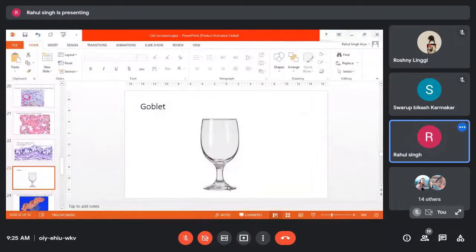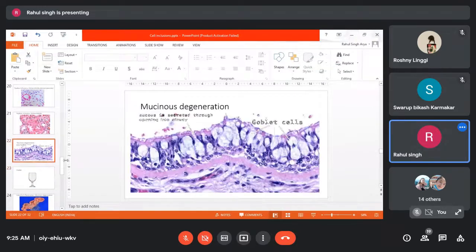Actually, there will be a basic structure from where the mucus is produced. Then there will be a small duct-like structure, and then the main releasing structure, the goblet cell. Very commonly seen. These are the releasing structures that we see here.